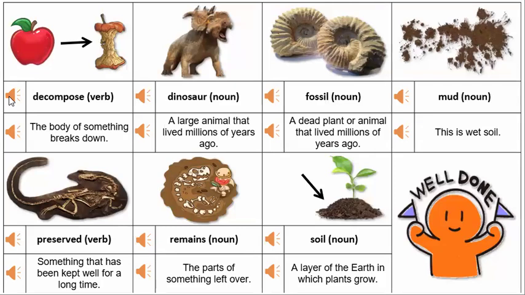Decompose. The body of something breaks down. Dinosaur. A large animal that lived millions of years ago. Fossil. A dead plant or animal that lived millions of years ago.